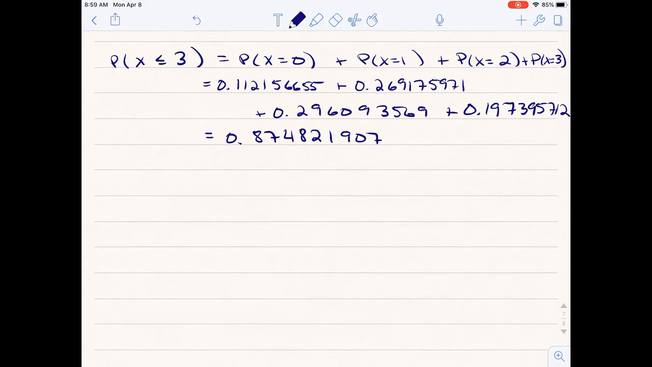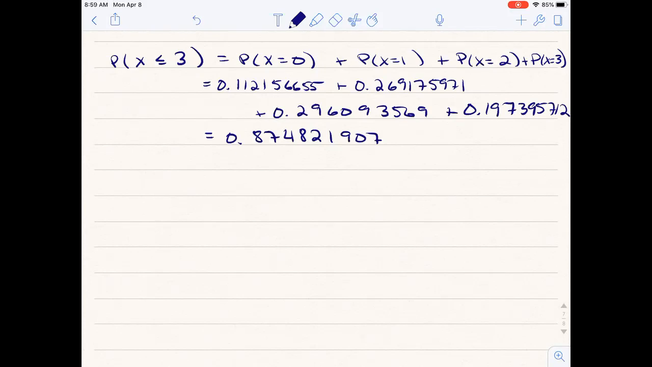Tedious, but not hard. Once you figure out which probabilities you have to find, you just have to get to work and find them. If your calculator has a store function, make sure you know how to use it. Most of them do. Any questions about that one?